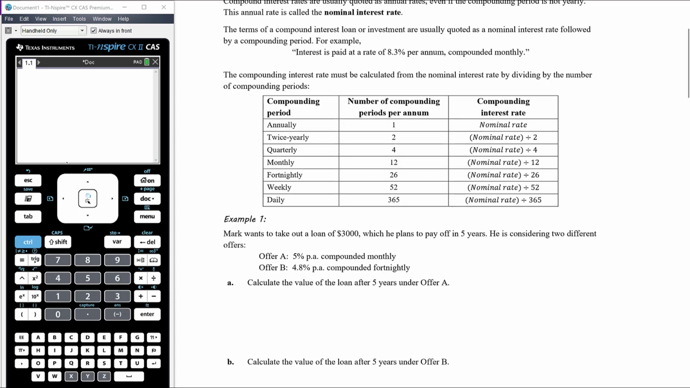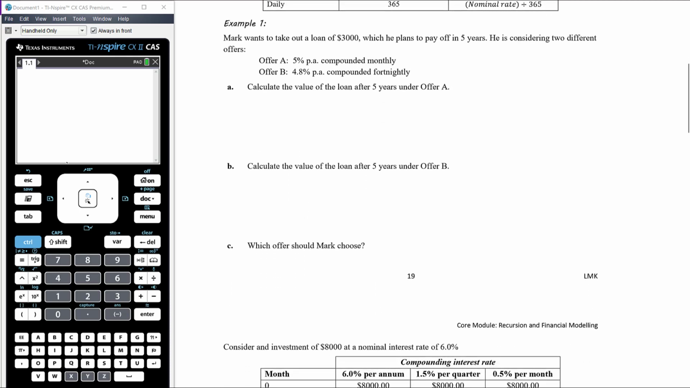Okay, so let's just have a look at an example that's going to lead us to this idea of effective versus annual interest rate. So Mark wants to take out a loan of $3,000, which he plans to pay off in 5 years. He's considering 2 different offers. Offer A is 5% per annum, compounded monthly, and offer B is 4.8% per annum, compounded fortnightly. So in offer B, he gets a slightly lower interest rate, but it's compounding more frequently, and we know that that means ultimately we do better.